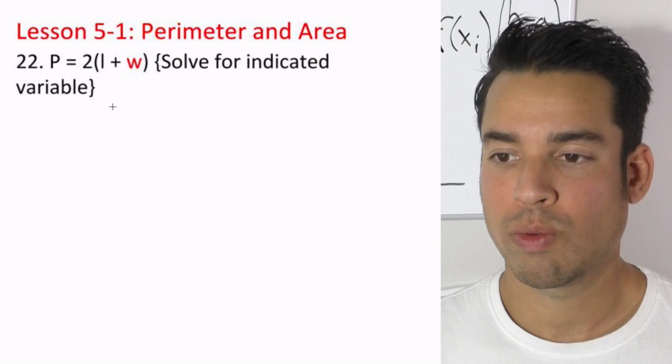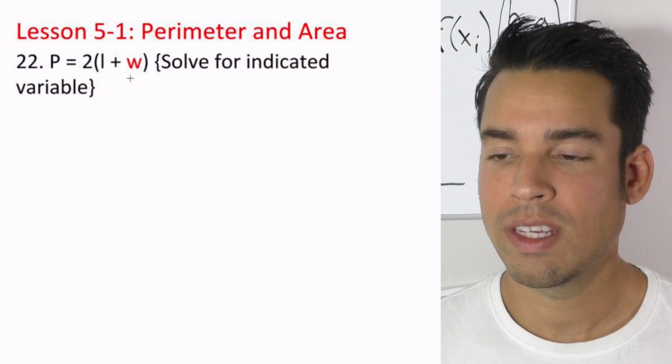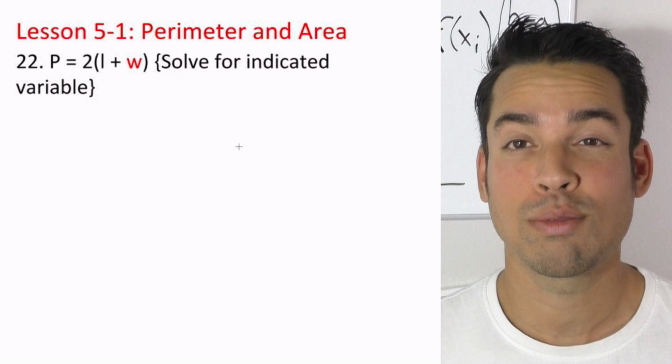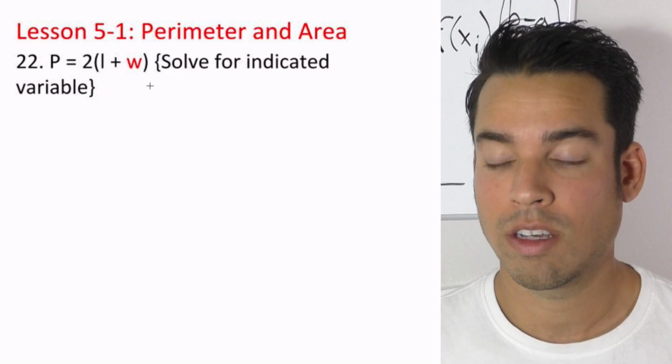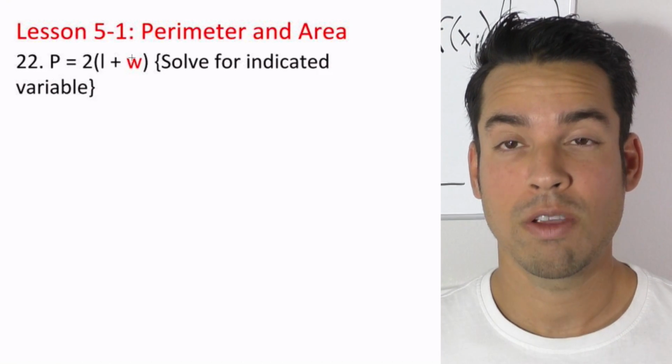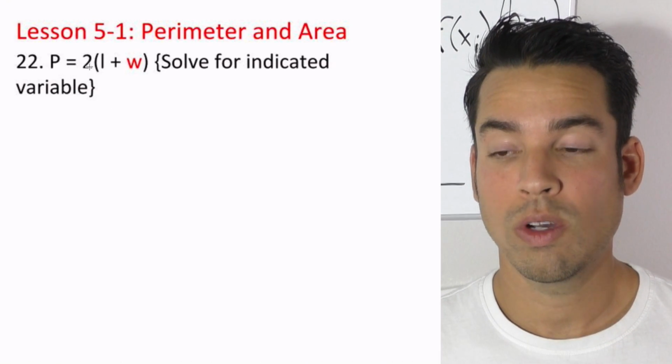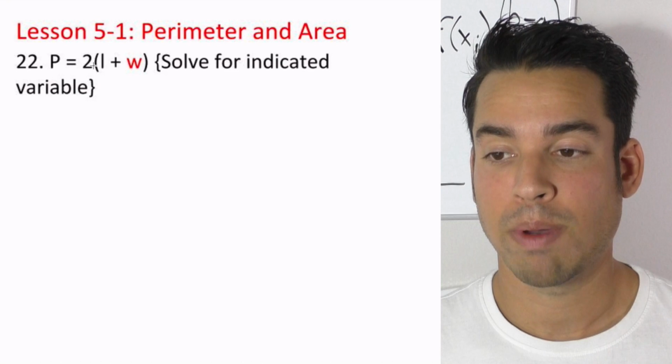Let's finish it up with number 22. Solve for the indicated variable, meaning isolate. That's what we're talking about. That's what they're training you to do with this problem. So we want to isolate W. Now remember, the rule for variable isolation is we want to get this variable by itself by moving things based on how far away they are.